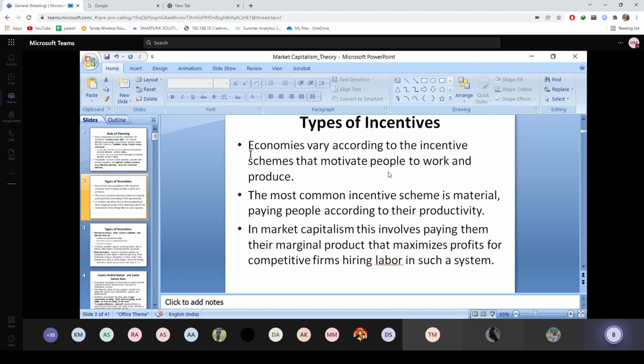The most common incentive scheme is material, basically paying people according to their productivity. And so how do they do it in terms of both capitalist economy as well as socialist economy? So in market capitalism, this involves paying them their marginal product that maximizes profits for competitive firms hiring labor in such a system.